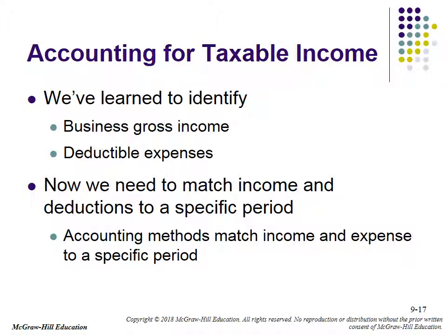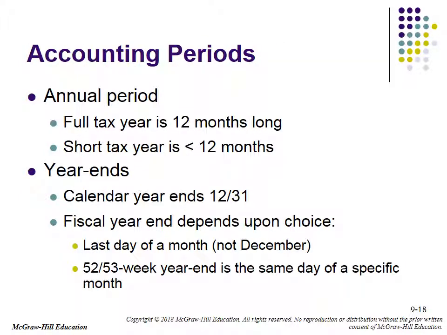All right. Now, how do we report? How do we match income and expenses to a specific period? We talk about accounting periods. Most companies, most sole proprietors are in a full tax year, 12 months long. Sometimes, though, people ask for their tax year to be changed. Let's say you're someone who, for whatever reason, your tax year has always been October 1st through September 30th. And now you want to change to a calendar year.